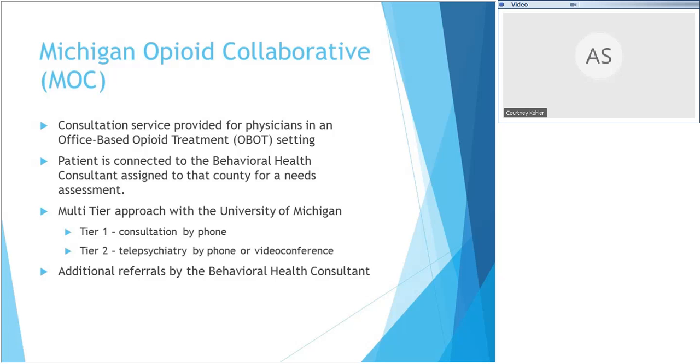grant money is going to be this Michigan Opioid Collaborative, and we're modeling it after the MC3 program. So it's a consultation service that's provided for a physician, and that would usually be through what we call an office-based opioid treatment setting. Those are the physicians that only prescribe Suboxone, or buprenorphine is another word for the medication that you may have heard. It's appropriate for some people, not appropriate for everybody, but a primary care physician can take the classes and become certified to prescribe this medication.